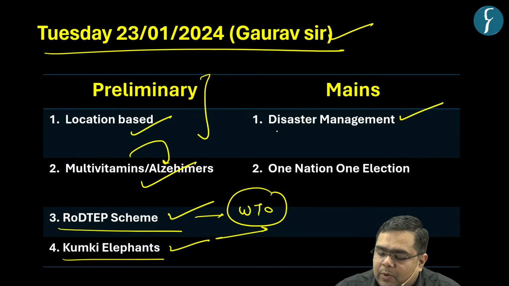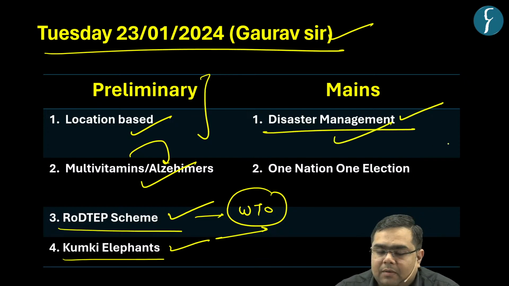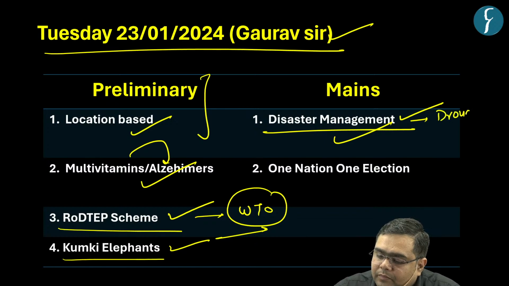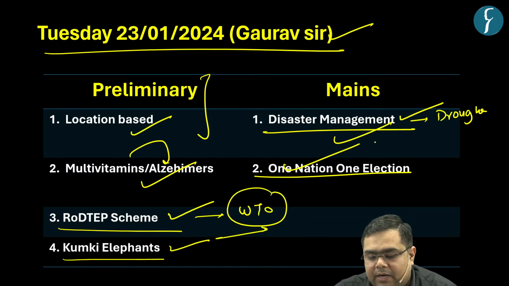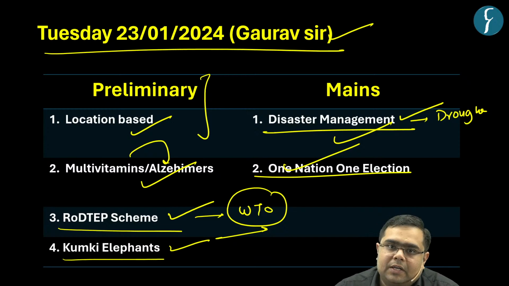Then from the mains point of view, we took the issues of disaster management with specific reference to drought, and the issue of one nation one election. Let us try to add some value to our understanding.